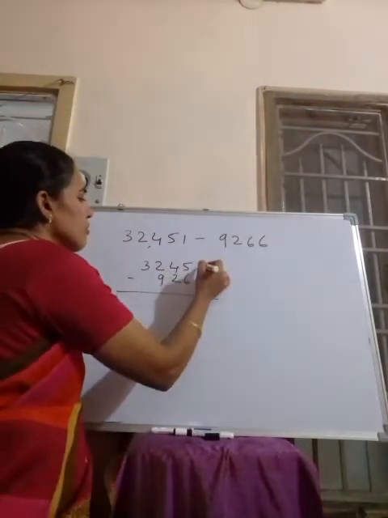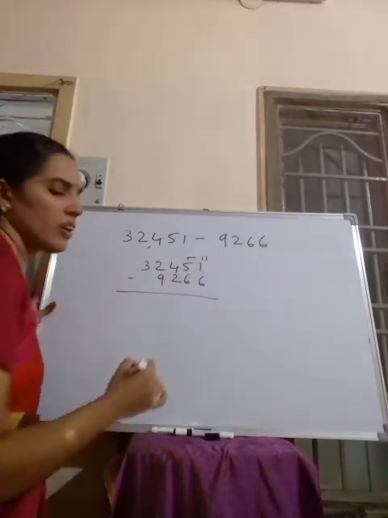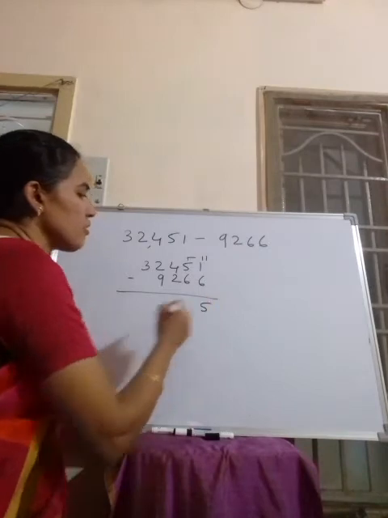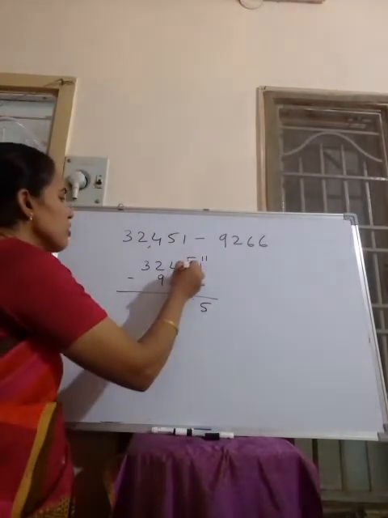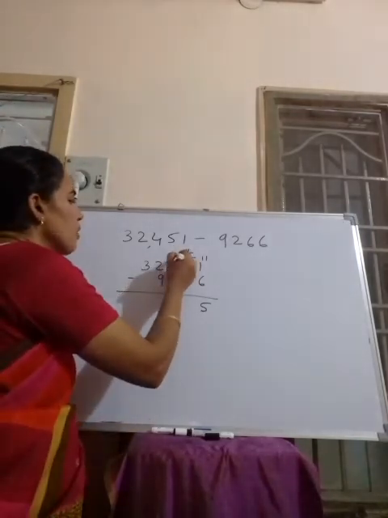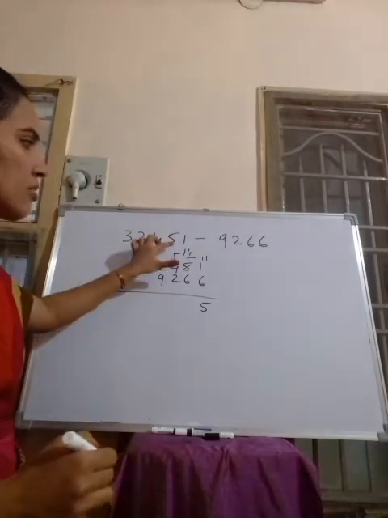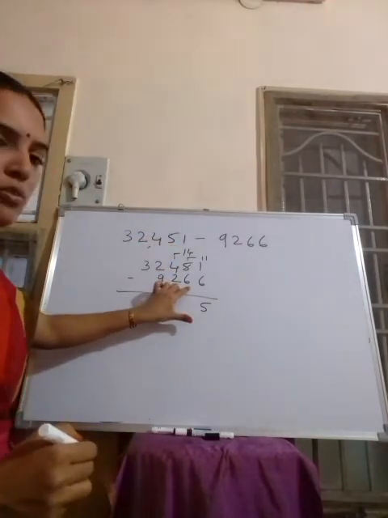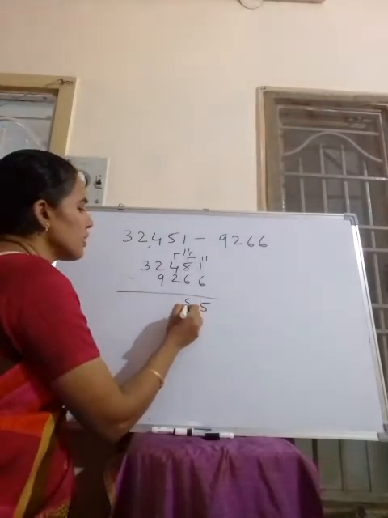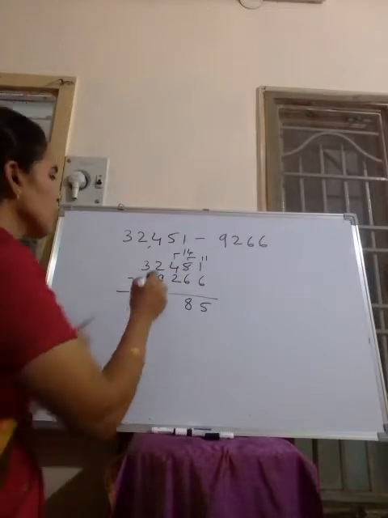Now in the ones place, 1 minus 6 is not possible. I am borrowing from the 5, so now it is 11. 11 minus 6 gives 5. Now the tens digit is 4. From 4 we cannot subtract 6, so I am borrowing 1 from the hundreds place. Now there are 14 tens. 14 minus 6 is 8.